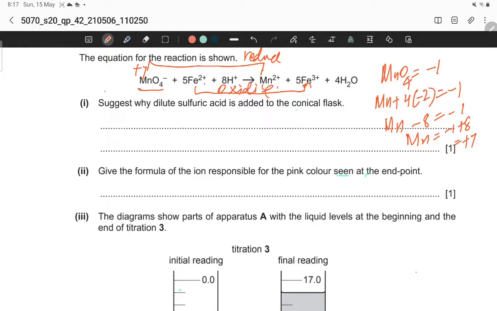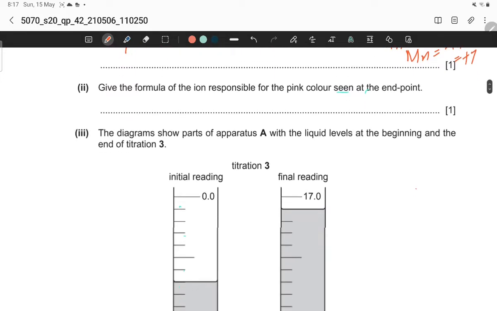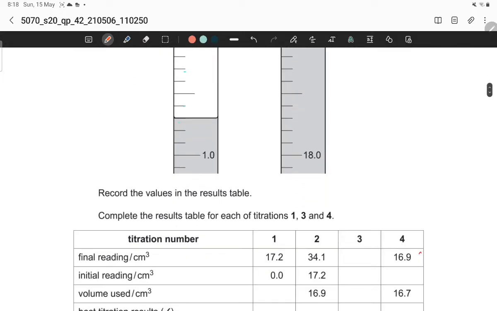Suggest why dilute sulfuric acid is added to the conical flask: to provide H positive ions. The redox titration is carried out in acidic medium, so H positive provides the acid ions. Give the formula of the ion responsible for the pink color seen at the end point. Manganate is responsible. This is the formula of the ion.